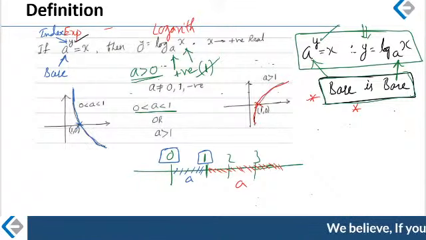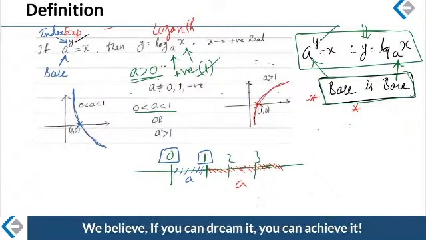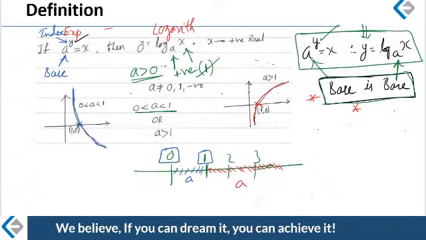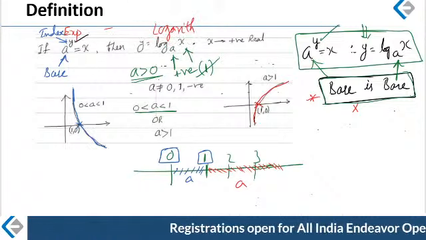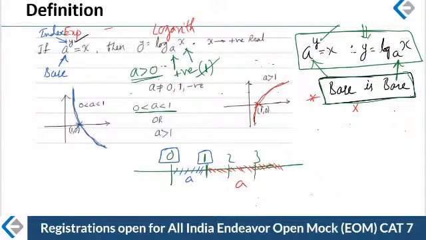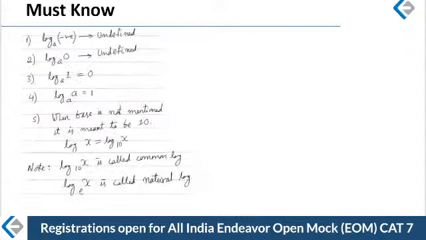The reason being, it will get into your subconscious when you are studying the logarithms. Base is one of the keywords there, right? And X and A should be positive is another keyword there. Now these are the three keywords out there. All right, guys, let's go further. These are the must know factors here.